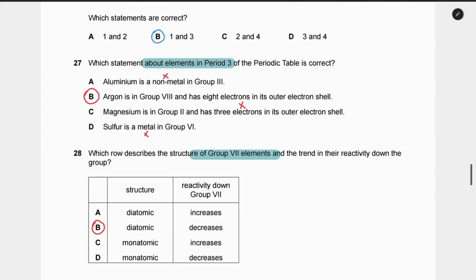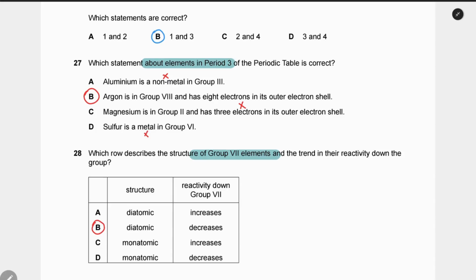27. Which statement about elements in period 3 of the periodic table is correct? So we have period 3 over here and we're going to look at the elements. Aluminium is a non-metal, which is incorrect. It's a metal. Argon is in group 7 and has 8 electrons in its outer electron shell, which is correct. Magnesium is in group 2 and has 3 electrons. No. Group 2 means 2 electrons. Sulfur is a metal. No, which is incorrect. So the final answer is B.